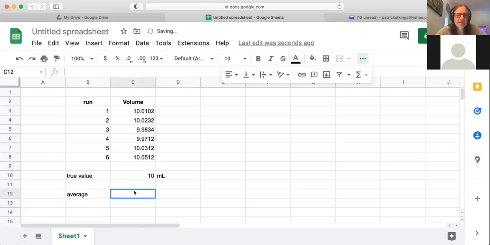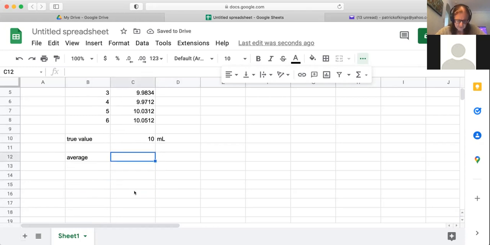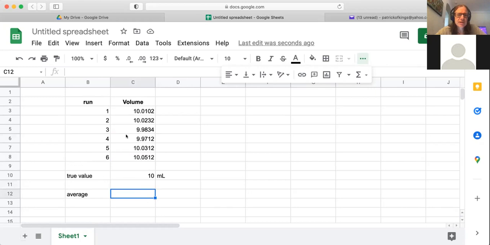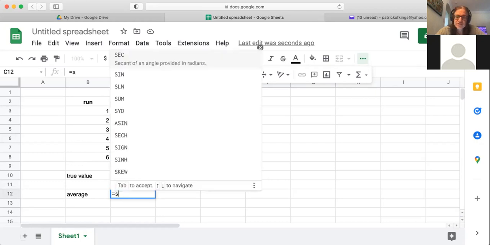Now, on a spreadsheet, the way you do this is you highlight the first cell that you're working with, and you just highlight all of them. I'm just holding down the left mouse button. So you tell the computer equal sign. That tells the software that you're going to do a calculation. And then I'm going to tell it what I want to do. I want to do the sum.